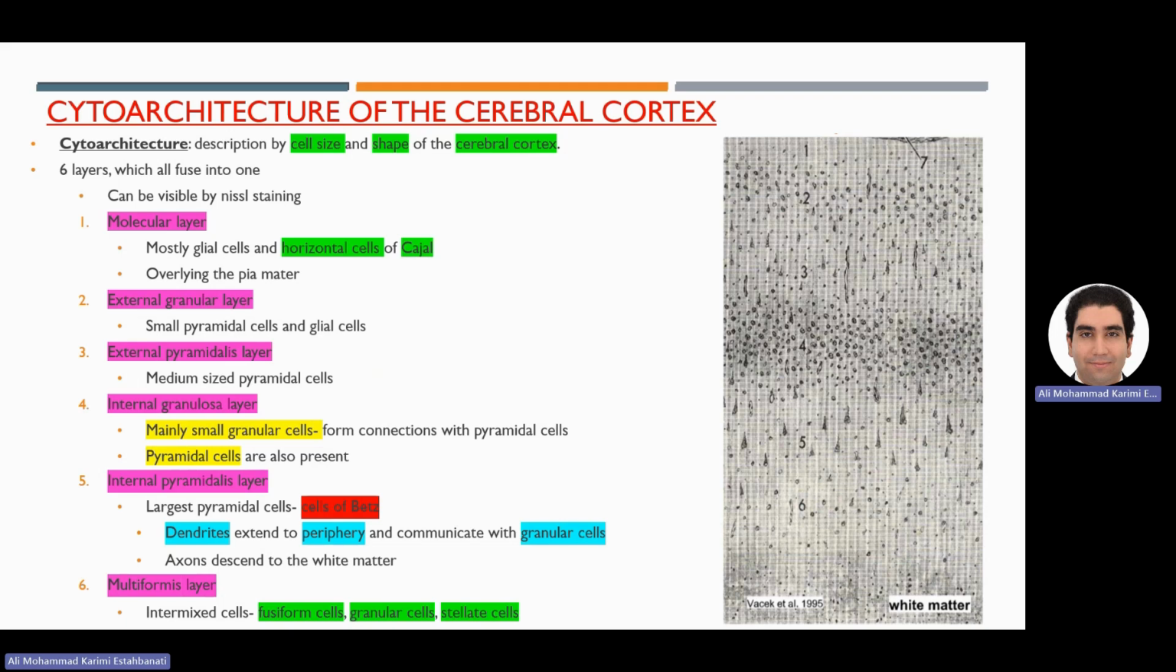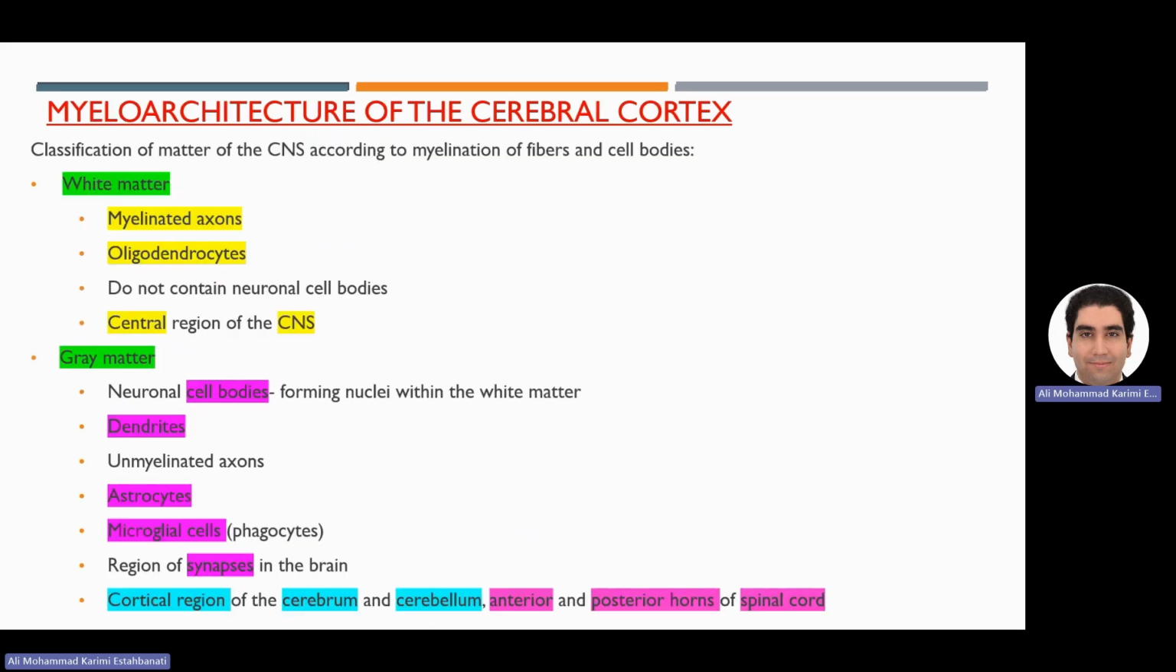Now let's go to an easier division, which is the myeloarchitecture, which is based on the myelination of the fibers in the CNS of the cerebral cortex. Now, as we already talked about, the cell responsible for myelination in the CNS is the oligodendrocyte. And we already know that myelination is what causes the formation of white matter and gray matter. Whatever is myelinated is in white matter, whatever is not is in gray matter. What structure gets myelinated? Obviously, the axons, by the oligodendrocytes.